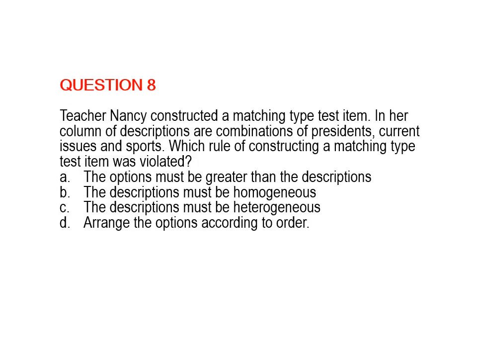Question 8. Teacher Nancy constructed a matching type test item. In her column of descriptions are combinations of precedents, current issues, and sports. Which rule of constructing a matching type test was violated? Okay. We mentioned this earlier. The correct answer is letter B. The descriptions must be homogeneous.